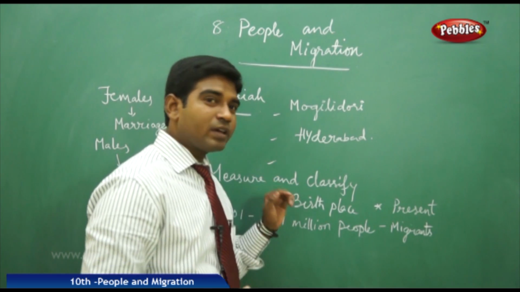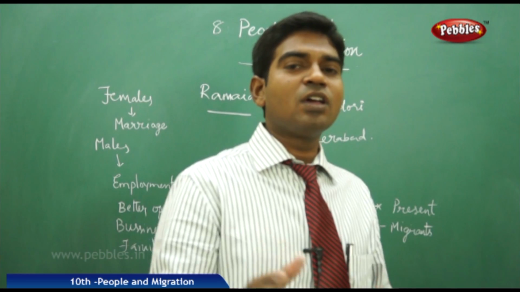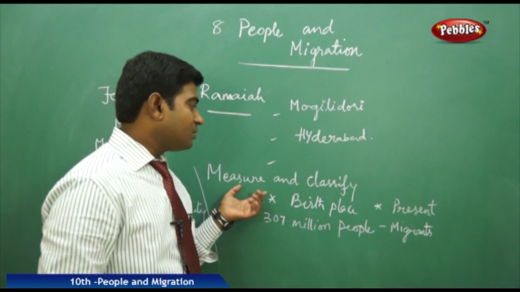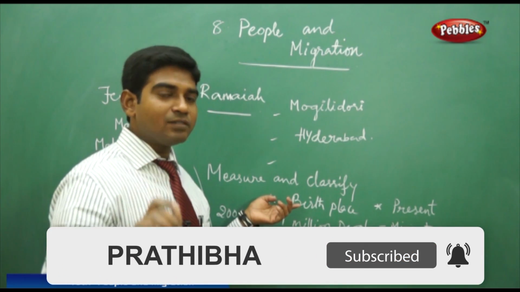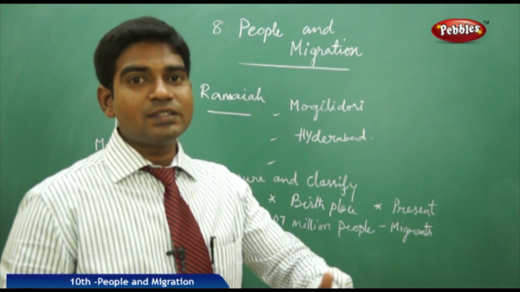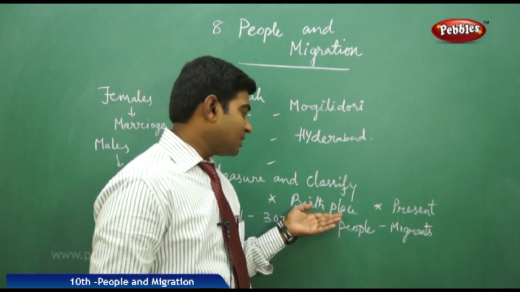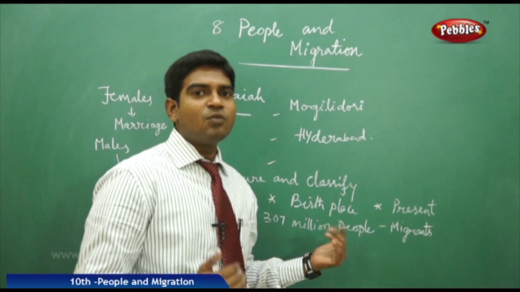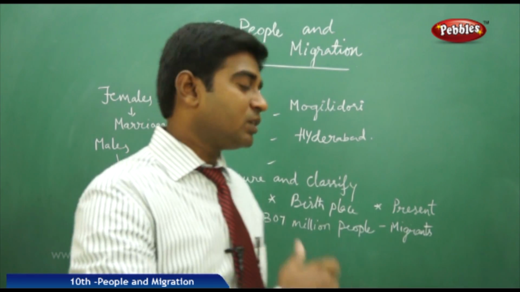Now let us see, how can we say that people have migrated? What are the conditions that made them migrate, or how can we conclude that they have migrated? The measure we use to classify them is, first, to know their birthplace and then their present place. If the birthplace and the present place are different, obviously they have migrated.